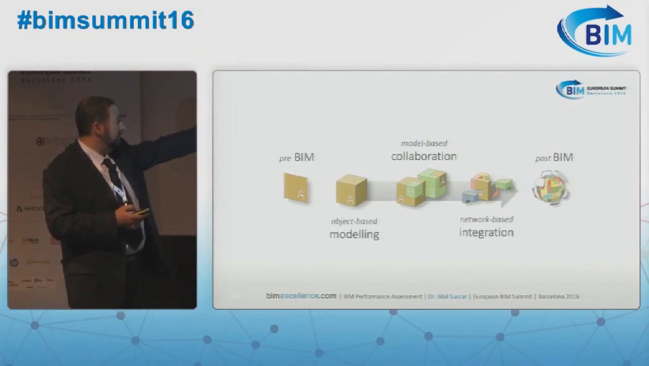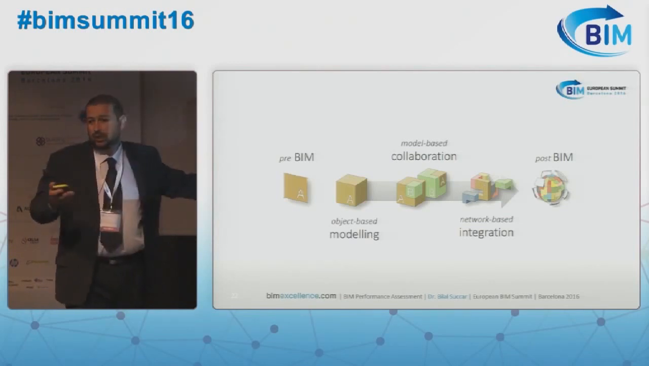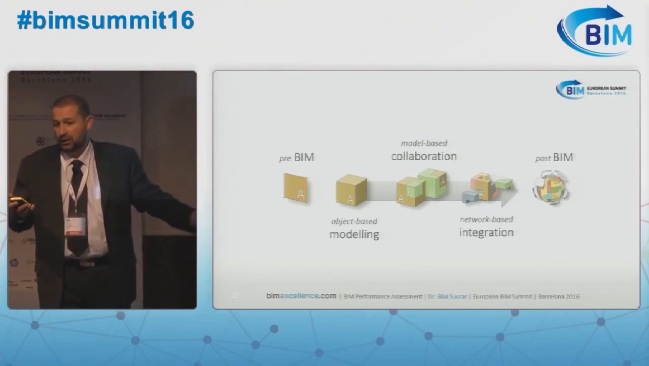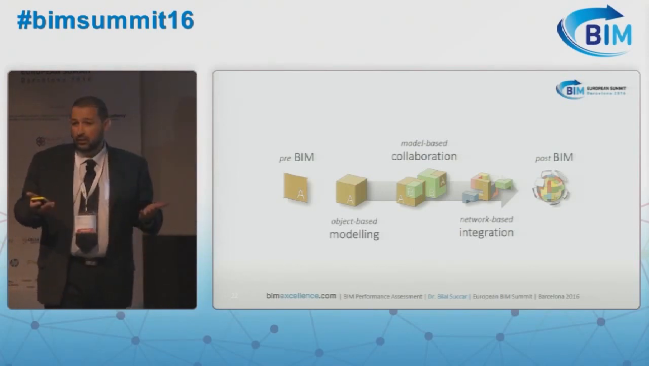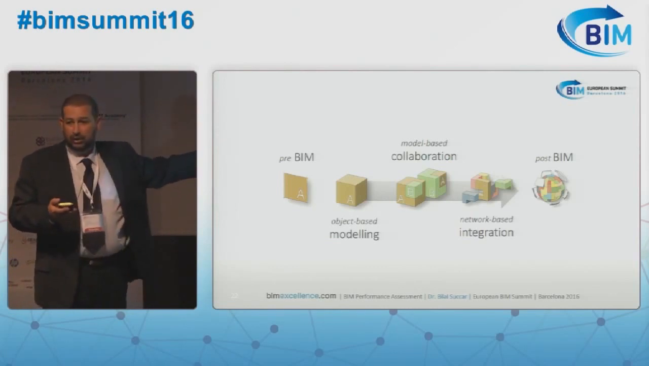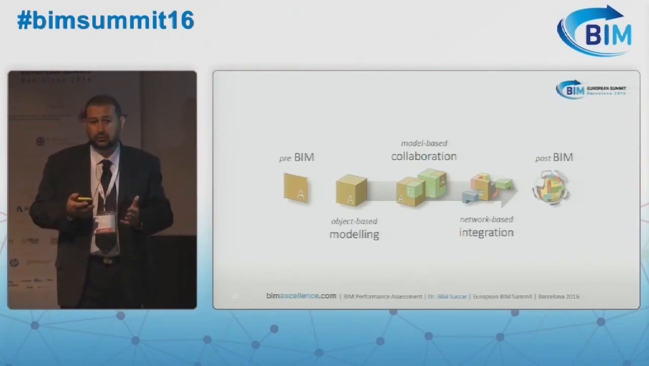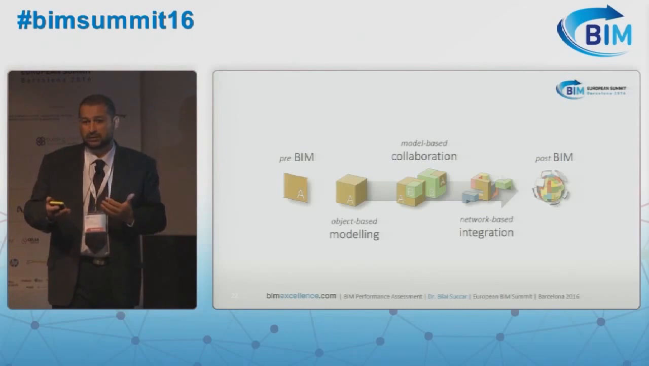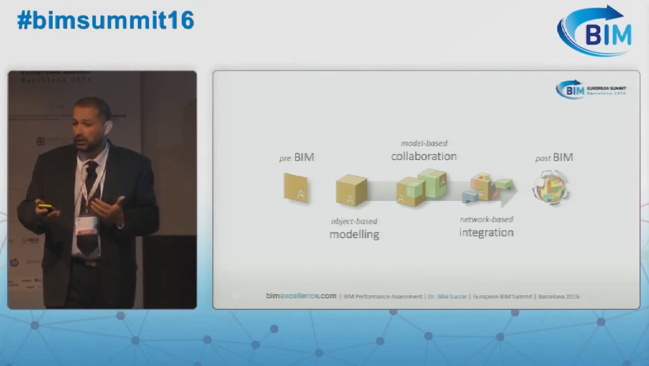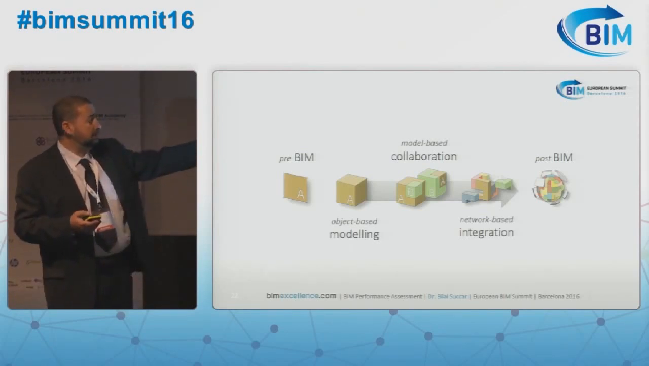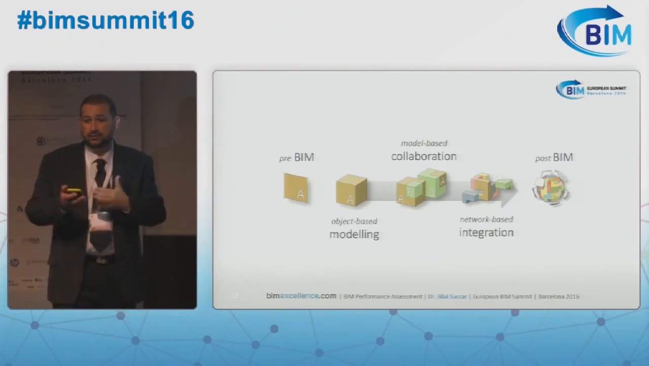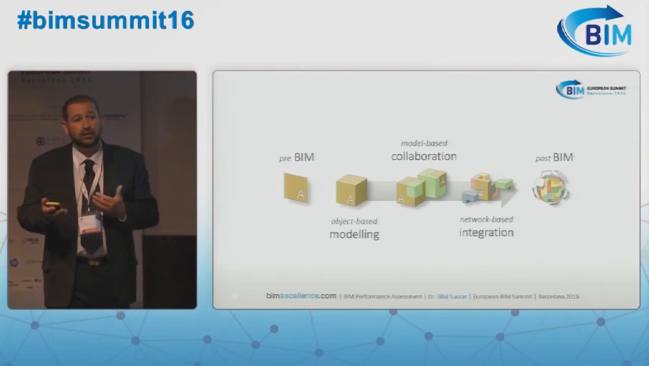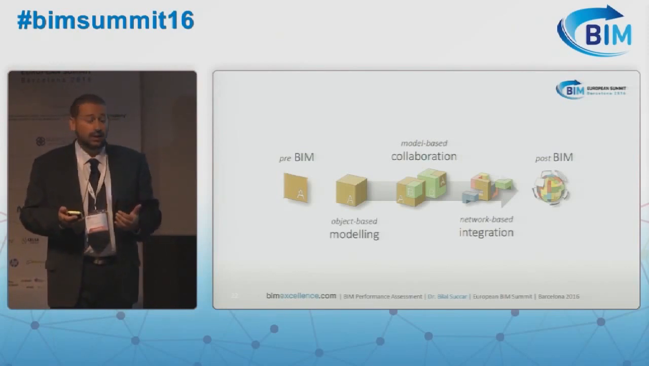I'm going to cover these just quickly. Object-based modeling is when a company starts to use software like Revit, ArchiCAD, Tekla, etc., but they're doing it on their own. Model-based collaboration is when these companies start to exchange these models, but the relationship between them is one-to-one. And the third is network-based integration. This is where there is some kind of network, some kind of software as a service, a model server that helps to integrate all these models together and to share the data.